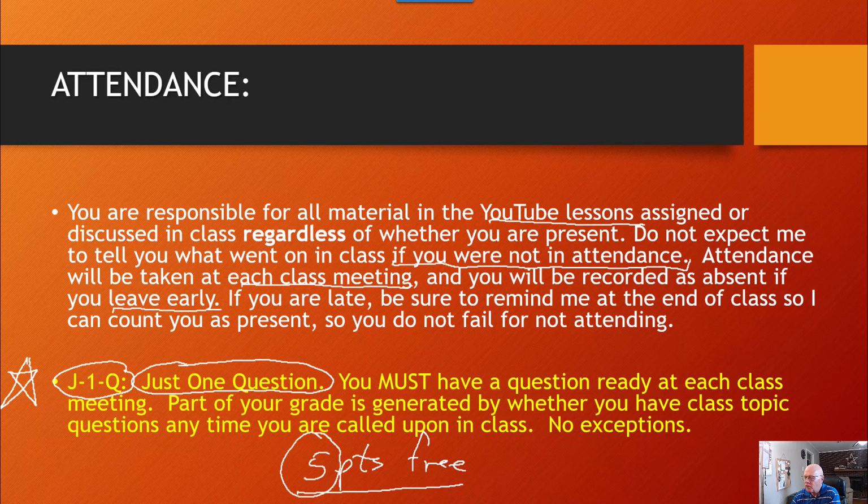So if you lose one of those, that puts you down to a maximum possible of 99% for the whole semester. So make sure that you have some question with you. You must have a question every class meeting. Now you can ask multiple questions, but have at least one ready.